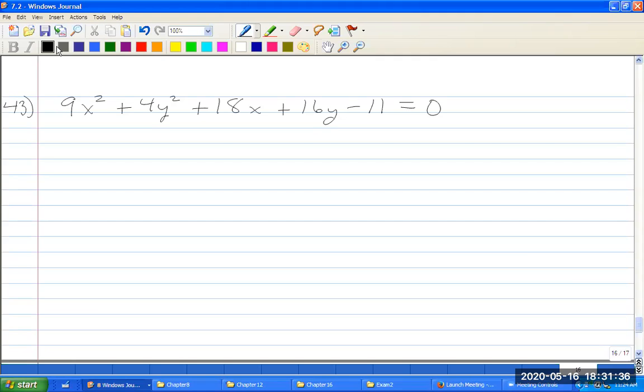And so let's group all the x's together. So I want to complete the square. So group all the x's together, the y's together, add 11 to both sides of your equation. Factor out a 9. Factor out a 4.